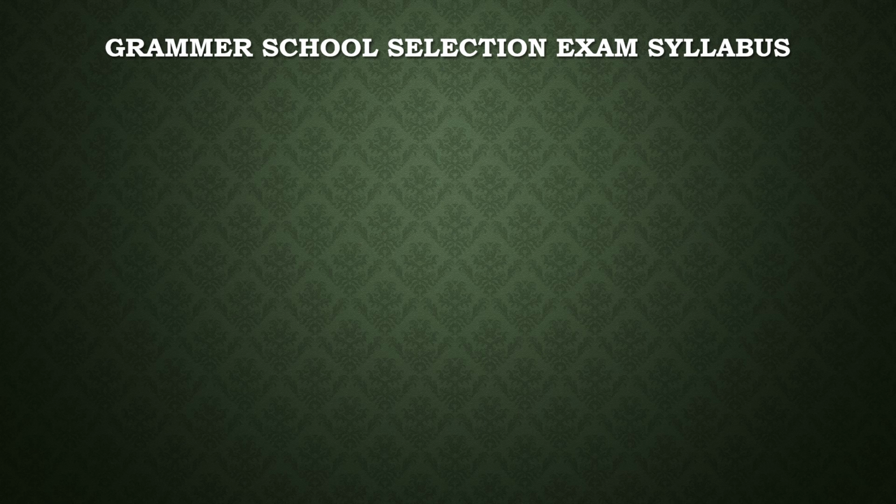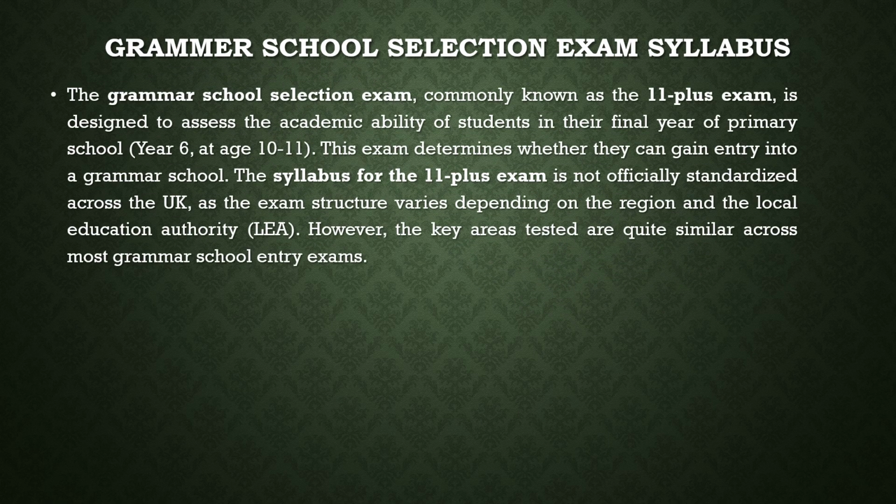Hello friends. So today in this video we are going to see what the grammar school selection exam syllabus is. The grammar school selection exams, commonly known as the 11 plus exam, are designed to assess the academic ability of students in their final year of primary school, which is generally year 6, at the age of 10 to 11. The exam determines whether they can gain entry into a grammar school or not.